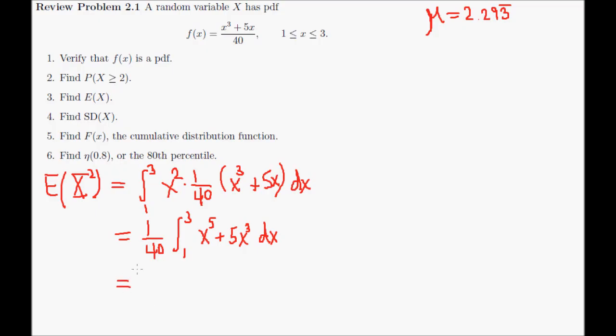So we do the integral. We get 1 over 40 times 1/6 x to the sixth plus 5/4 x to the fourth, evaluated between 3 and 1.